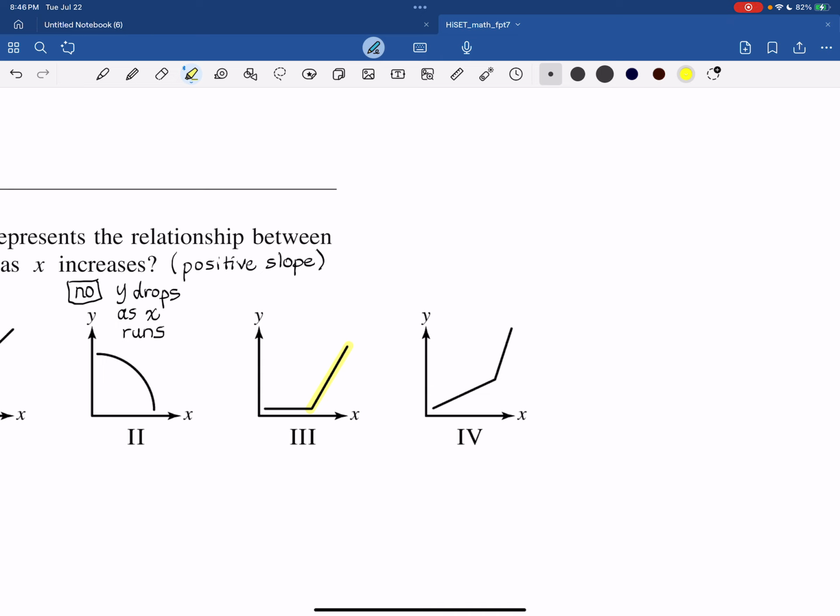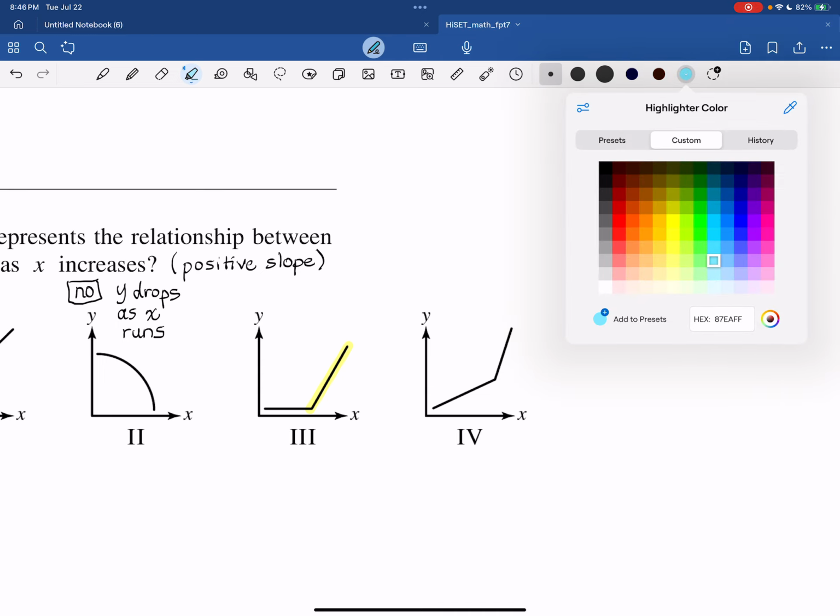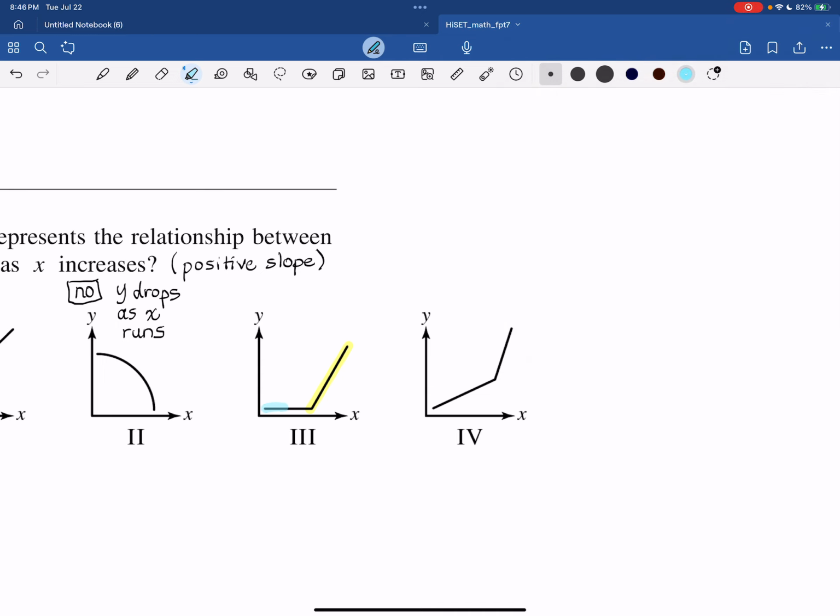But here's the problem with this one. For a while, as x is increasing, y is staying the same. There's some constancy there. So this one is a no. And here's the reason. Y is constant, which means it's not increasing or decreasing. It's just running along at a constant rate for a while. And that's the problem here.